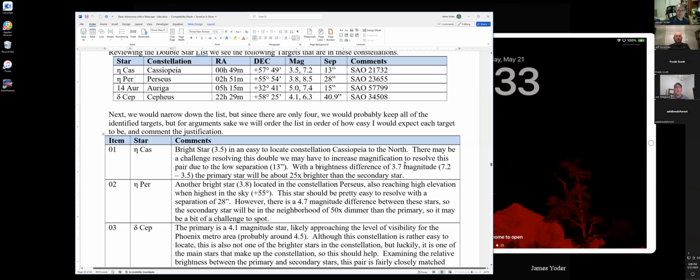Okay, so then we look at the brightness difference between the 2 stars. It's a 3.7 magnitude difference, and that's a 25 times difference, so the primary star is 25 times brighter than the secondary star.